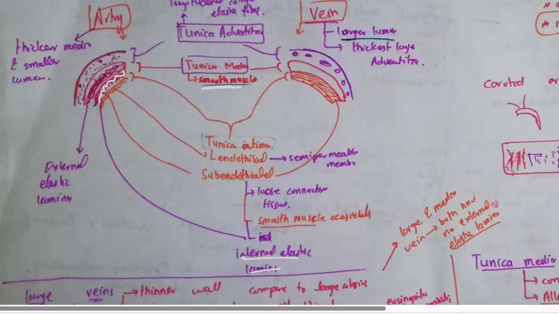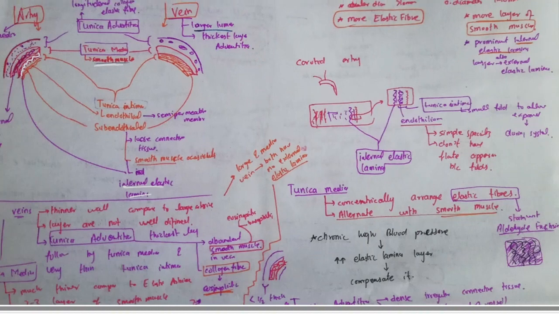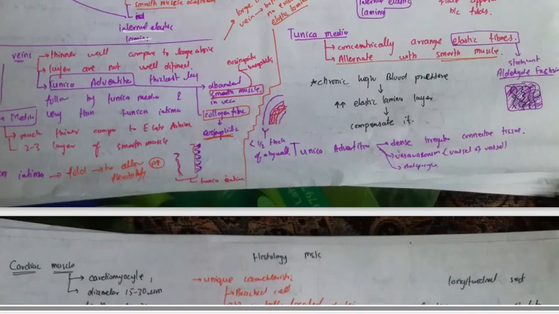Now the second thing we have to talk about is the large artery and the large vein. First we will discuss the large veins. A large vein has a thinner wall compared to a large artery. The large vein has a not well defined wall, whereas the large artery has a well defined wall. This is the tunica adventitia, and in the vein the tunica adventitia is the thickest layer. You have to remember this, because it has abundant smooth muscle and abundant collagen fiber.